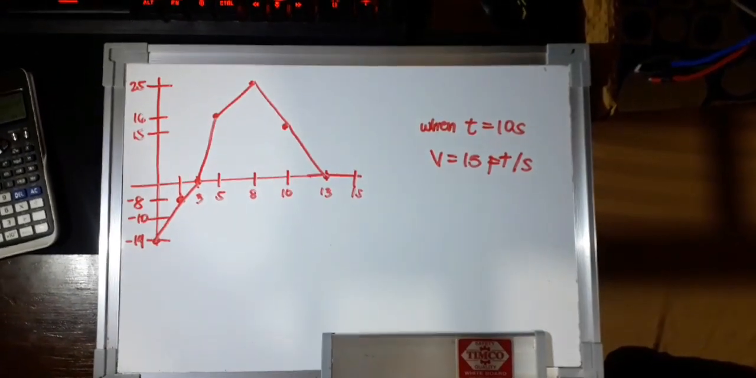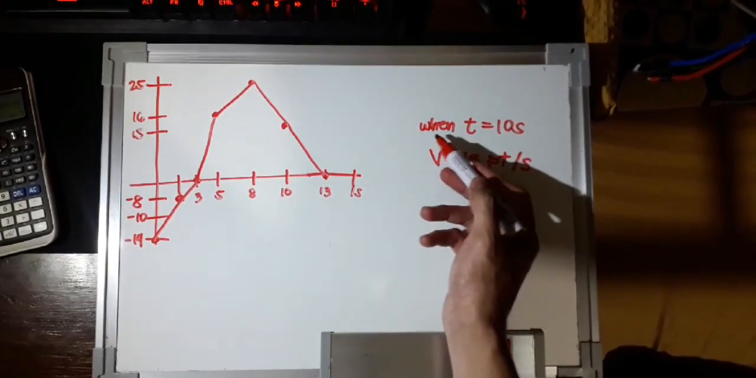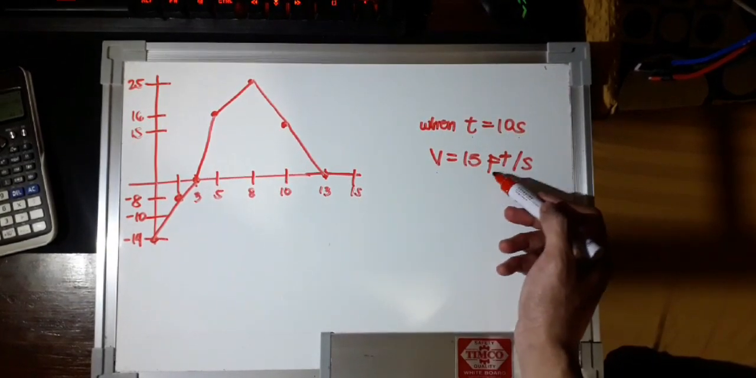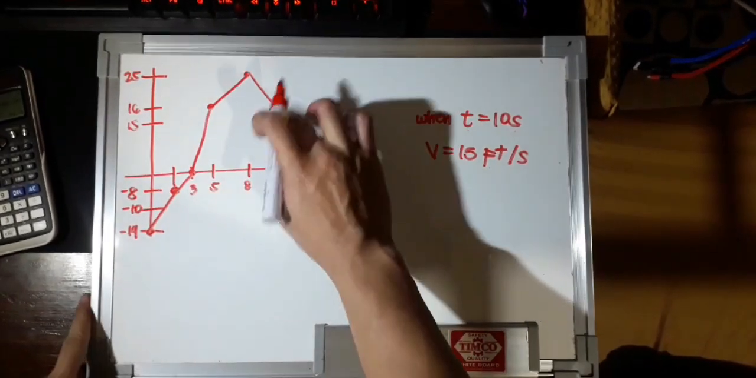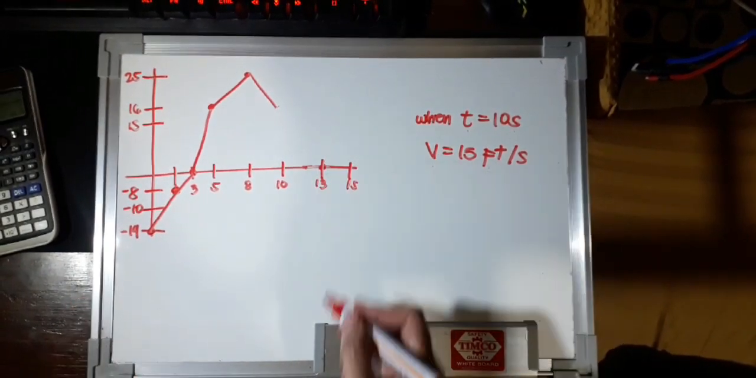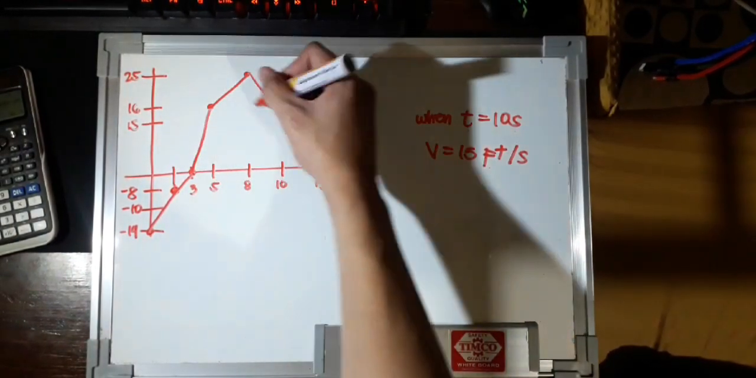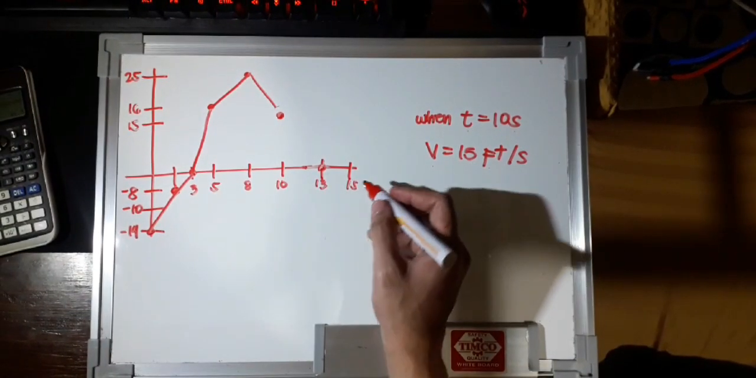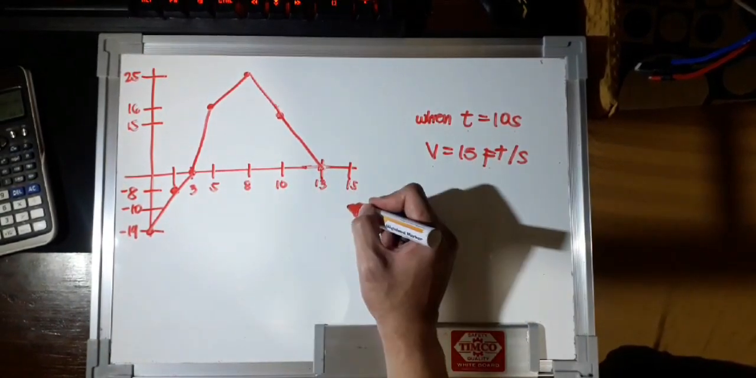So ito na yung graph natin kanina. Ang nadagdag lang sa atin dahil nag-solve tayo sa problem number 2 is when time is equal to 10 seconds, yung velocity natin is equal to 15 feet per second. So gagraph lang natin yan. Sige, burahin muna natin para ma-explain natin ng mabuti. So this is 13 seconds. When time is 10 seconds, meron tayong point na 15 feet per second. Ito yun, then ito yung kanina. And then yung negative 10.